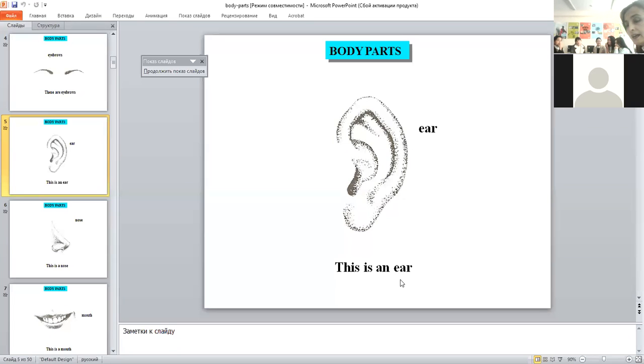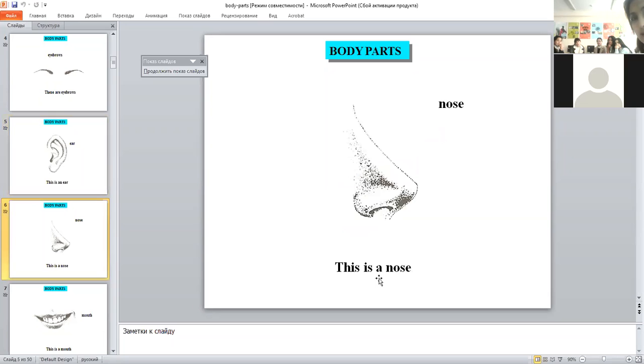As the word ear starts with a vowel letter, we use the indefinite article an here. This is an ear. Okay, good. Thank you. And what can you see in this picture?